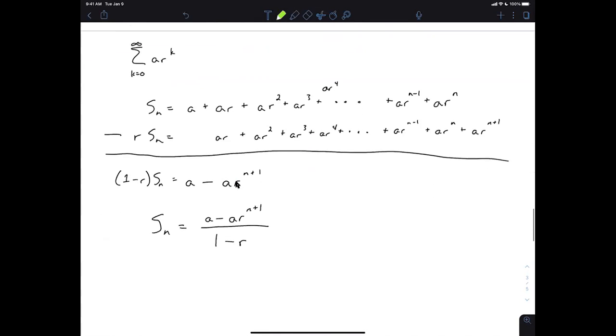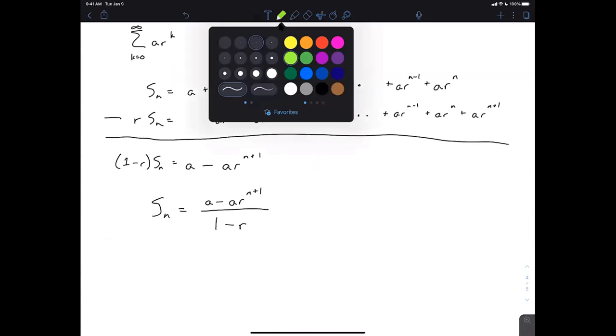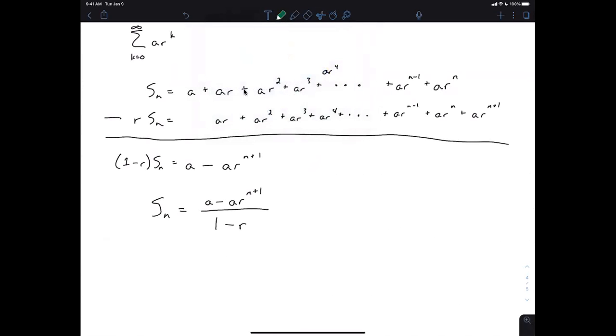So down here, what part of this is going to determine whether or not this expression converges? Like we're looking at the limit as n goes to infinity. Well, what happens to just this a as n goes to infinity? Does that get bigger, get smaller, or just stay the same as I change n? That stays the same. The 1 minus r stays the same. This is what determines whether or not the series converges.